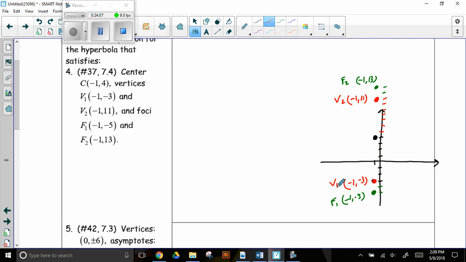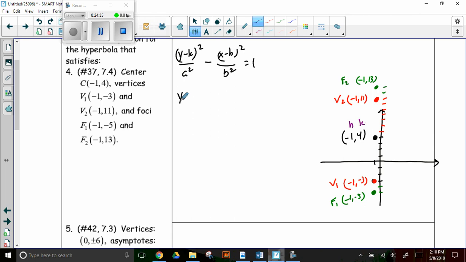And now we start talking about what this looks like. Because everything is located in a vertical line, we have a vertical orientation, which looks like this. Y minus k squared over a squared minus x minus h squared over b squared equals 1. And it's up to us to kind of take that information and work backwards. So we know the center is negative 1, 4. So right away that tells me what h and k are. So we can write our equation as y minus, actually y plus 1 squared and x minus 4 squared equals 1.